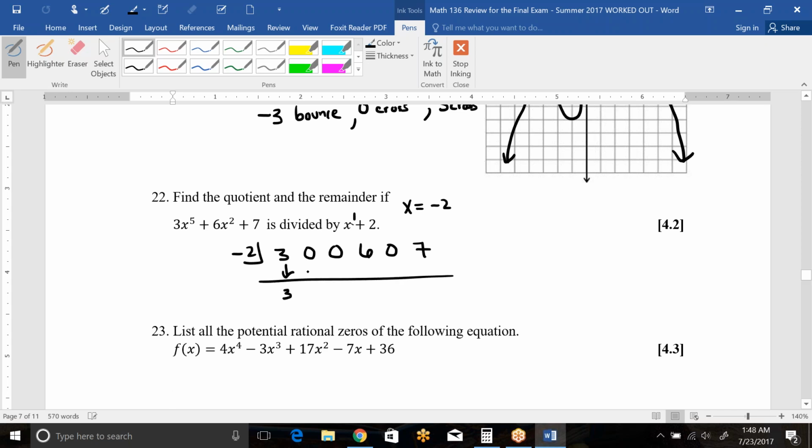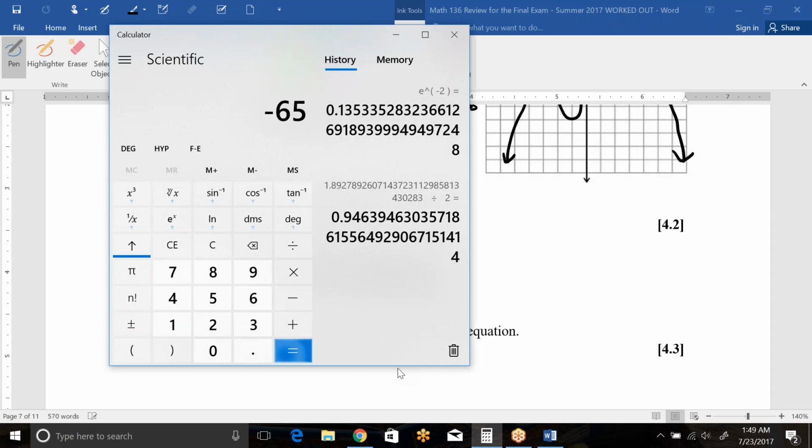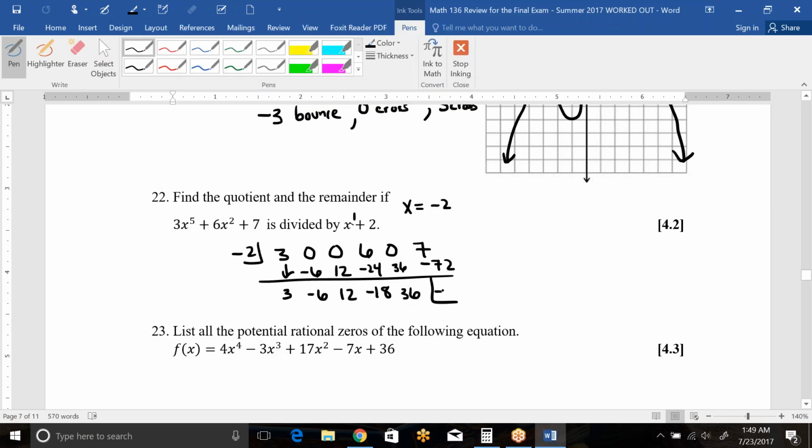We bring down the first one, we start multiplying, so that would be -6. Bring it down, multiply, would be +12. Bring it down, multiply, we get -24. Add, that would be -18. Multiply, that's going to be 36. Add and bring that down, and then we multiply, that's -72. And remember, the last one is going to be our remainder, so 7 minus 72 is -65.